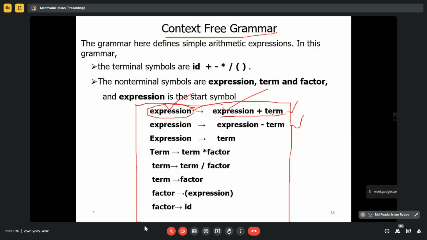Then plus is terminal or non-terminal? Terminal, sir. Terminal, because it is not possible to go anywhere from plus. Sir, explain again, I missed which one is terminal, non-terminal here.